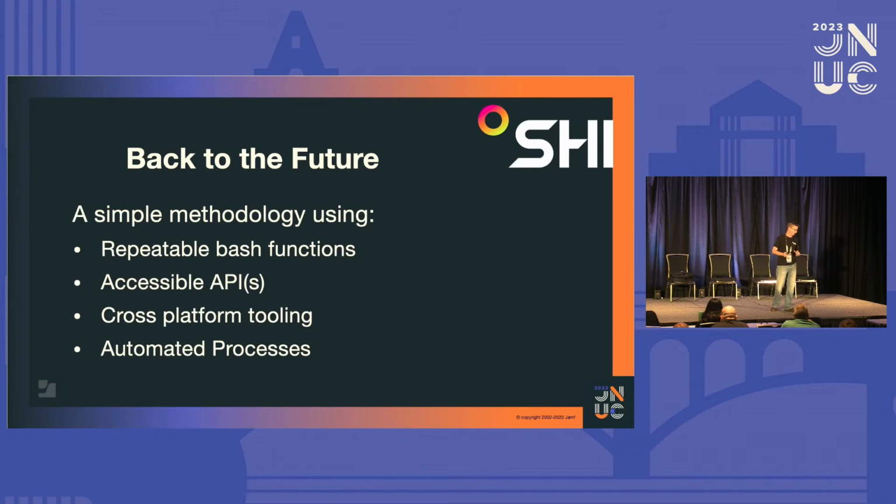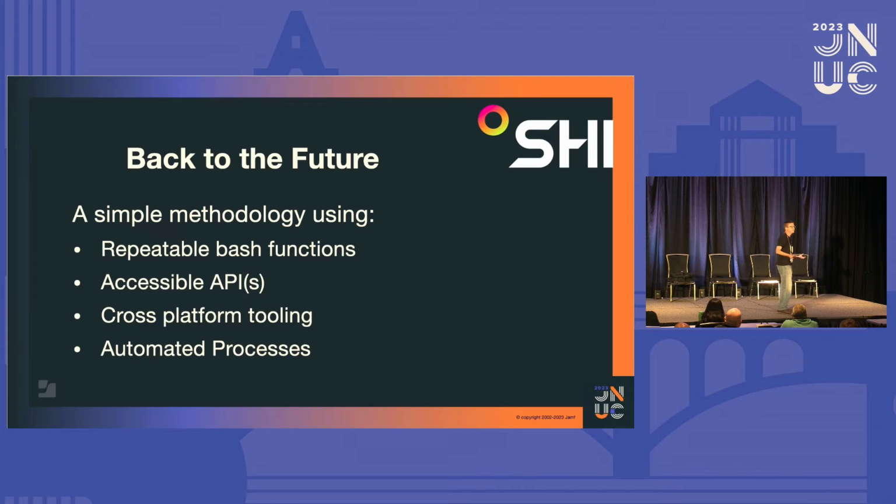So with that in mind, we're going to do a simple methodology to perform these backups of our Jamf instance. We're going to use simple, repeatable bash functions. Bash isn't cool. It's not glamorous. It's not the new hotness, but it works. And it works on Linux. It works on Mac. And with a little bit of effort, it works on Windows as well. So you take those repeatable functions, and you run them everywhere you want.